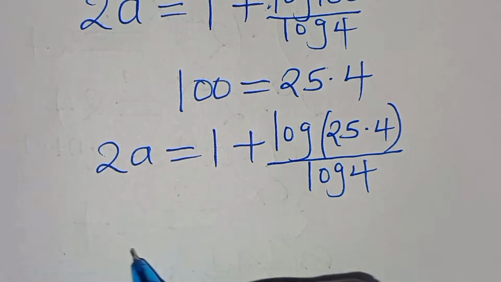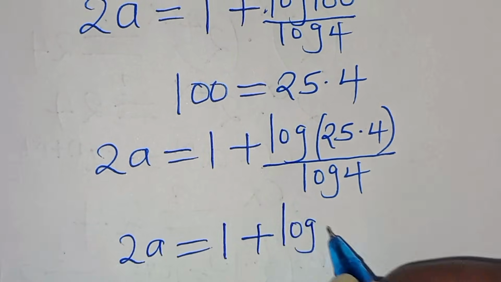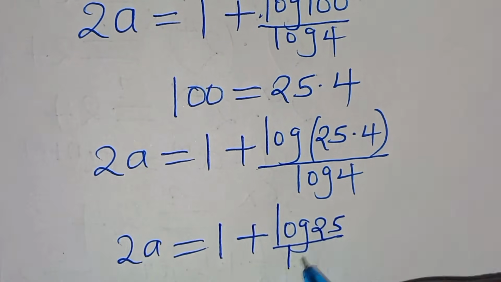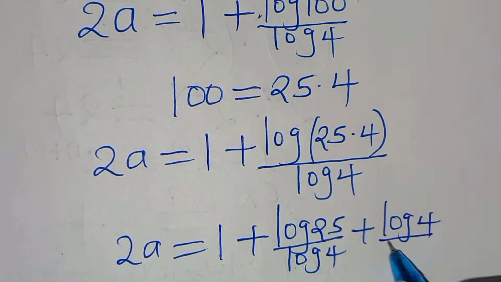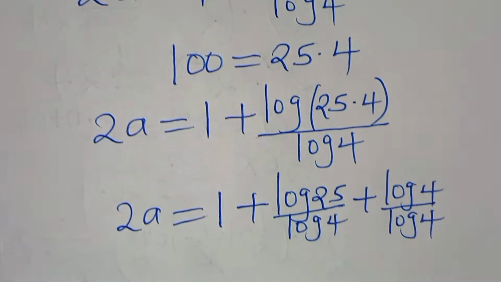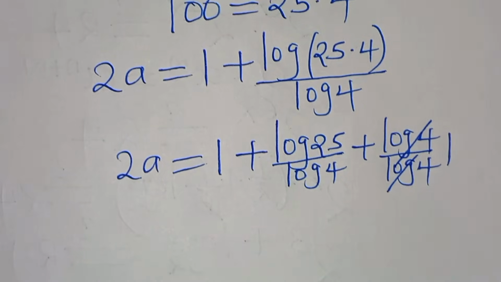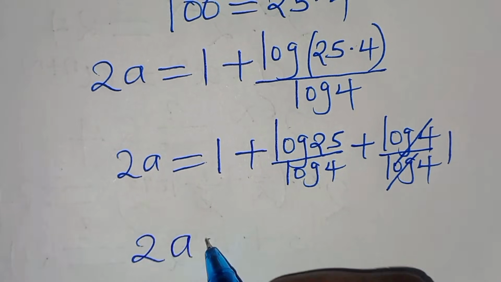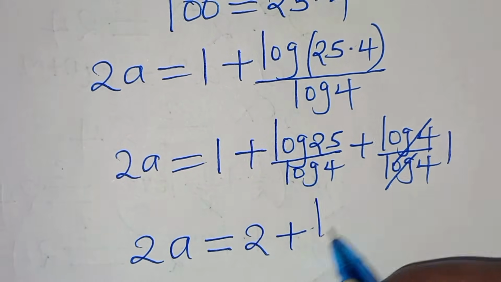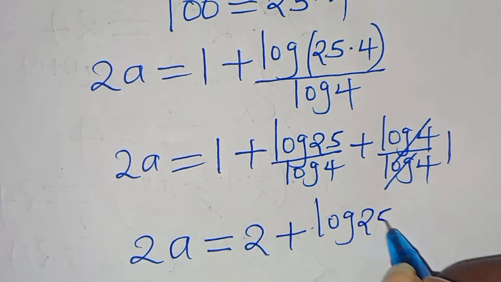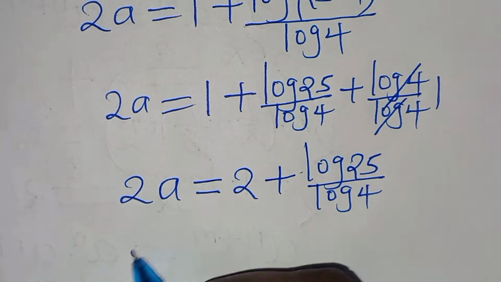So this means that we have 2a. This is equal to 1 plus, this is log 25 divided by log 4. Then plus log 4 divided by log 4. So let's simplify log 4 and log 4 here. So this is 1. So that now we have 2a. This is equal to 1 plus 1. This is 2. Then plus log 25 divided by log 4. So now we have 2a.